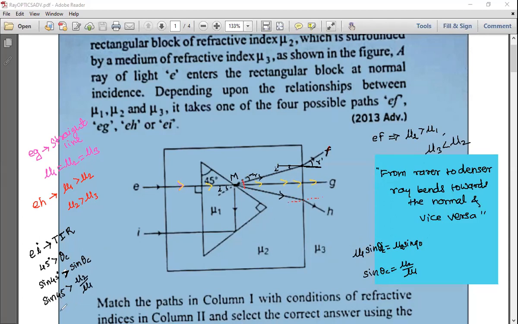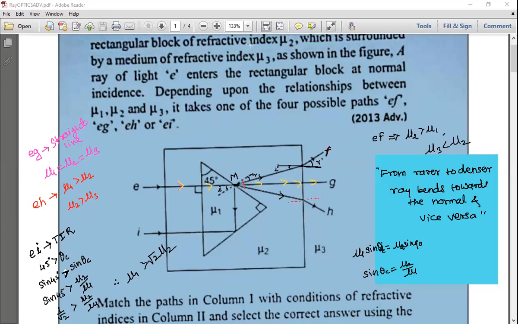Okay. So sine 45 is how much, Ray? 1 by root 2 is greater than mu2 by mu1. And therefore, I can write mu1 is greater than root 2 times mu2. Understood? Every case is satisfied now.